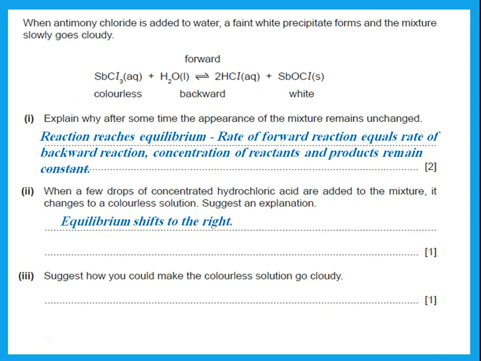So why do we have colorless solution? Because the equilibrium shifts to the left. So just how you could make the colorless solution go cloudy. Now if I want to go forward again, then I can do what? I can add more of water, for example. Then this will force the reaction to go forward.